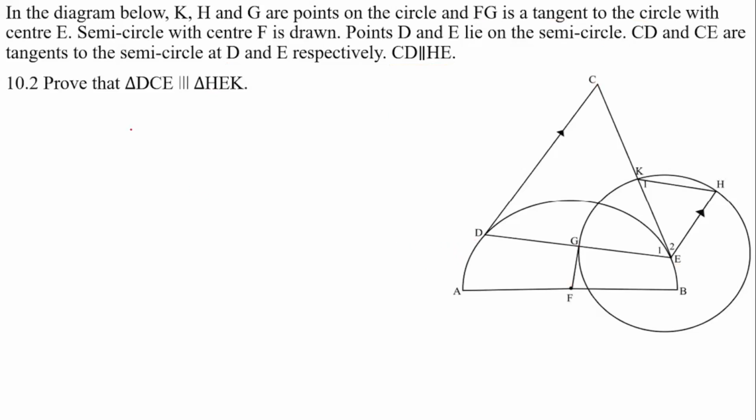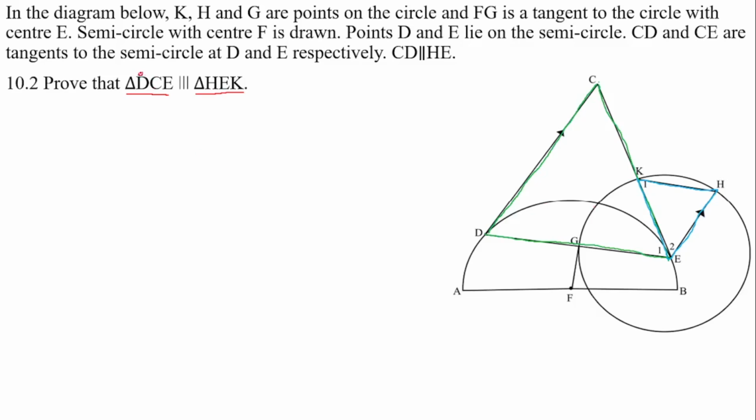(10.2) We are required to prove that triangle DCE is similar to triangle HEK. Let's highlight our two triangles. We have the green triangle, which is triangle DCE, and then the blue triangle, which is triangle HEK. Actually, this is guiding us.